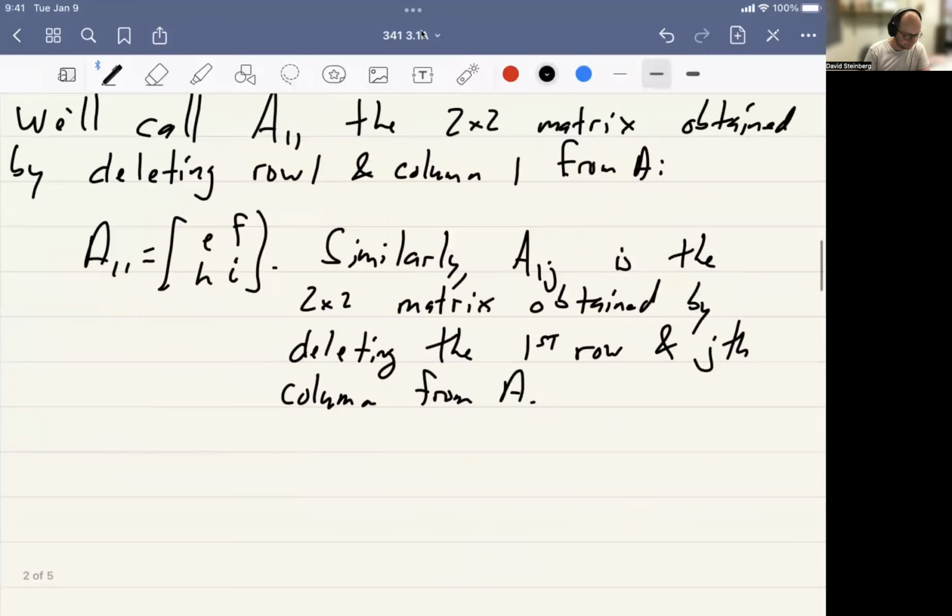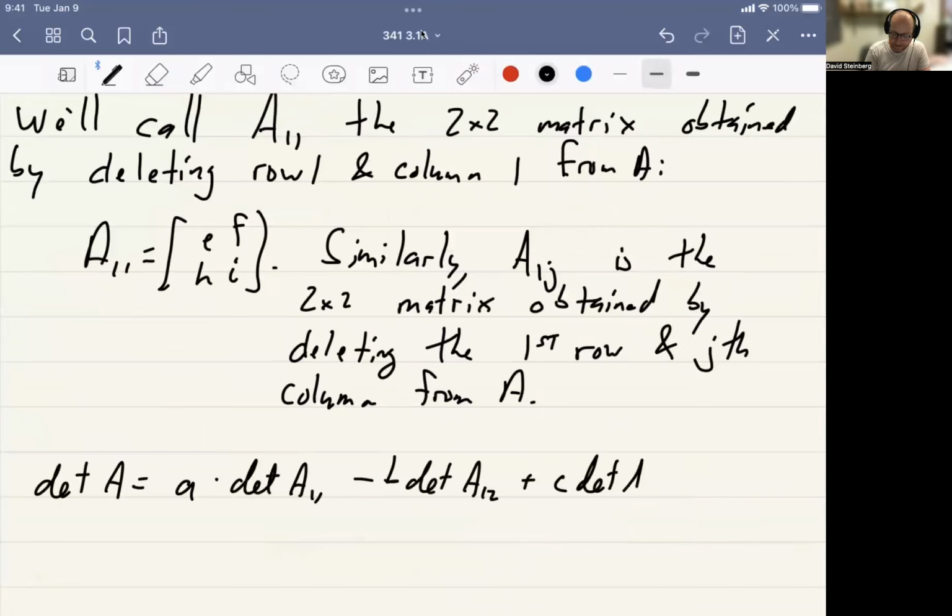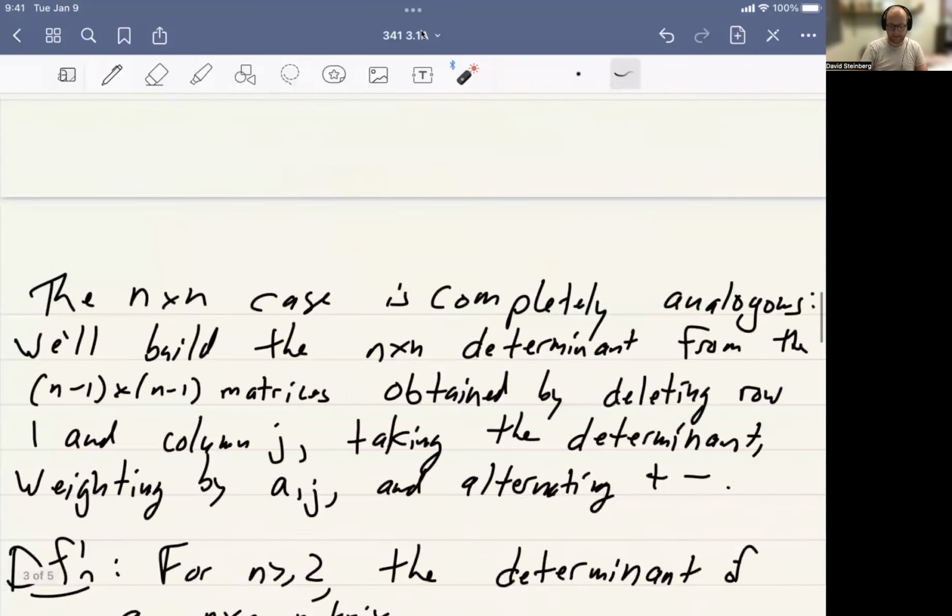Okay, so with this new notation, the determinant just becomes A times the determinant of A11, minus B times the determinant of A12, plus C times the determinant of A13. And now we can see how this is likely going to generalize. We should keep on alternating back and forth between plus and minus. We should go across the first row of our n by n matrix picking up these smaller determinants the entire way. And that's what I've got written down here.